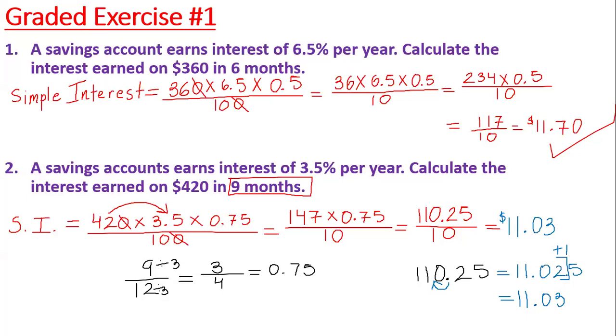But you have to round in this case because it's 5. Once this number is 5 or greater, we could add 1. In this case, it is exactly 5, so we could add 1 here. It's 11.03. All right, does that make sense?